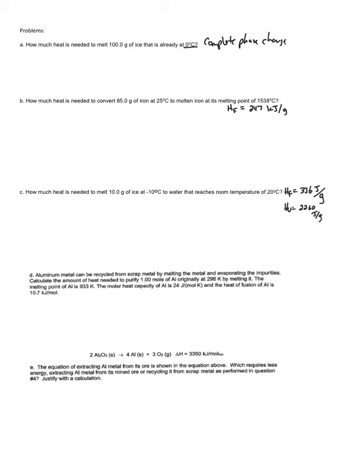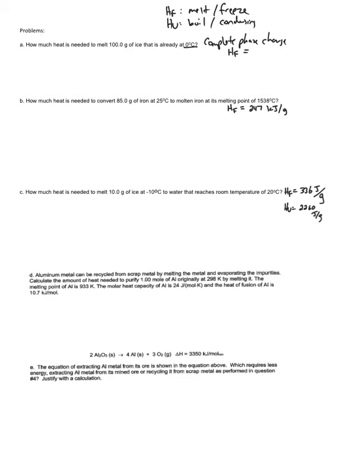Students really struggle in these phase change problems. To do that, you have to know what the HF is for water. Because we're melting it, we're looking at the HF value. HF is used whenever we are melting something or freezing something. We use HV whenever we are boiling something or condensing something. The HF or HV will always be given to you in the problem.